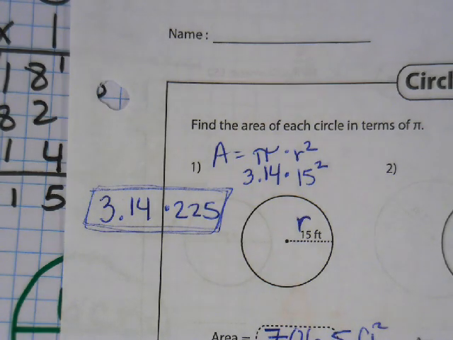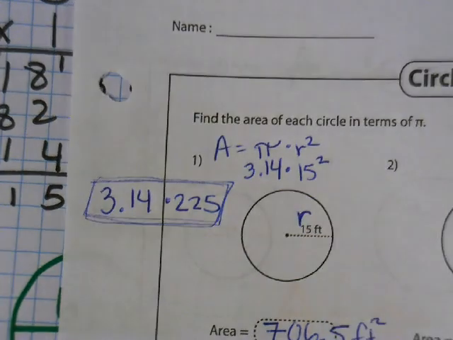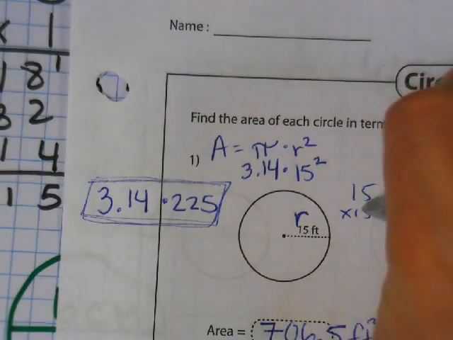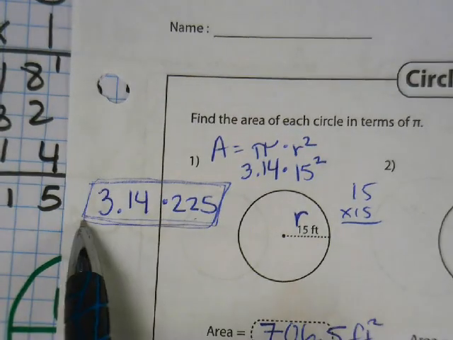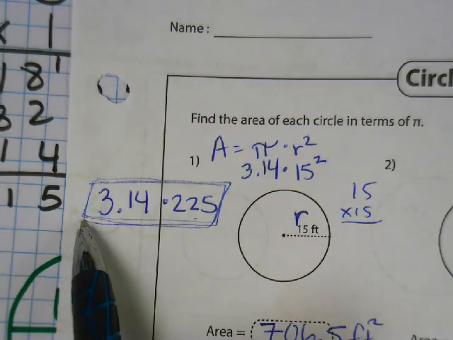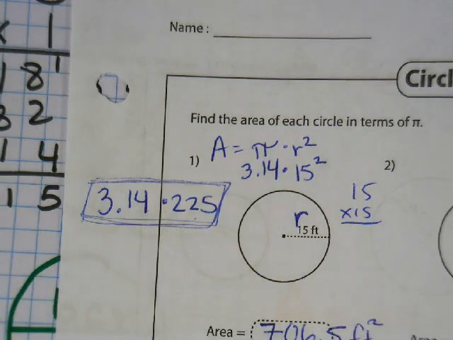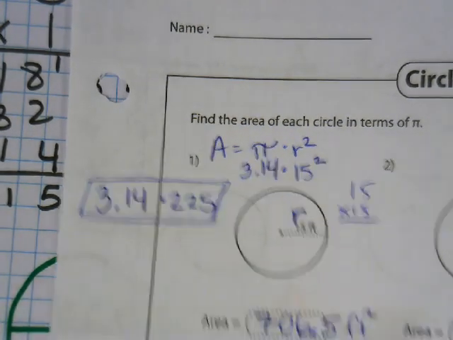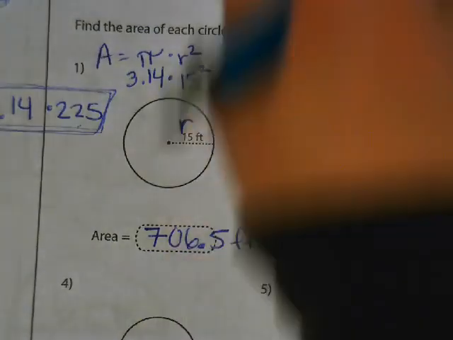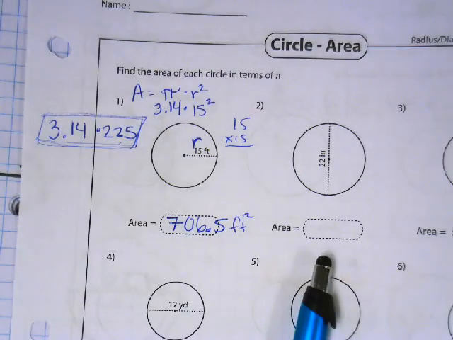Okay, here's the deal. I want you to square by hand. So I want you to do the 15 times 15 by hand. Got it? And then once you get the big number, then you can use a calculator. But you should all be able to square the long way. Because you should be able to square.